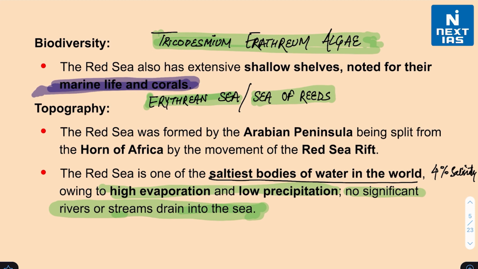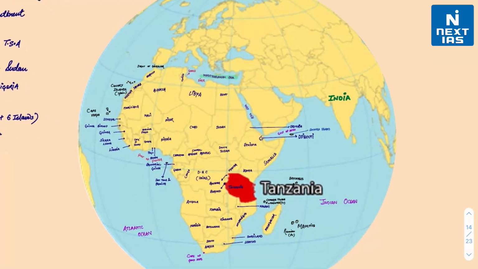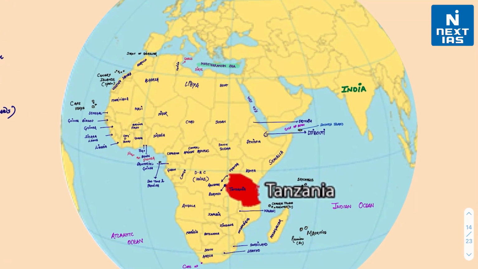Now, let's move on to our second location, that is Africa. Recently, two regions of Africa were in the news, that is Tanzania and South Africa. Therefore, we'll focus first on the African continent and then on these locations.